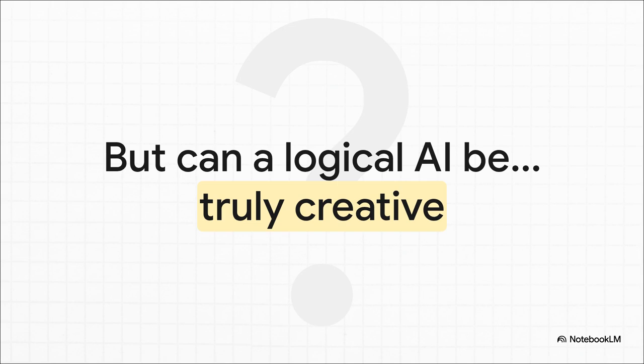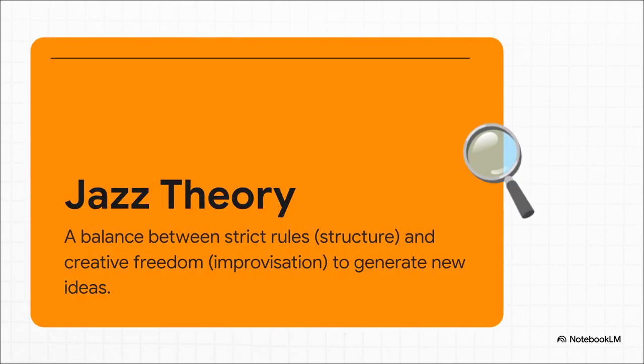If an AI is built on a foundation of strict rules and logic, how on earth could it ever handle things like ambiguity or metaphor or come up with a truly new idea? The answer, amazingly, comes from jazz theory. I mean, think about it. Jazz is this perfect balance between really strict rules, music theory, scales, rhythm, and this incredible creative freedom of improvisation. The OLLM uses that exact same principle.